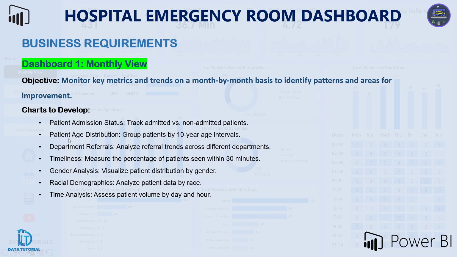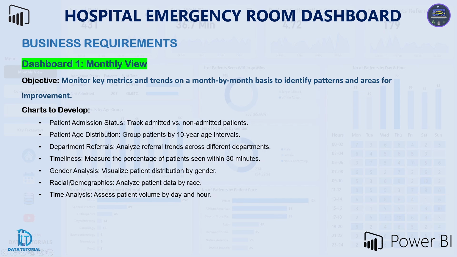So the second one is patient age distribution. We usually create a frequency or a bin chart for this. That is what I have created. So where we have to group our patients by 10 years of age interval, right? Then we have to find out department referrals across different departments. Then timeliness is nothing but measuring the percentage of patients seen within 30 minutes, right? That is what we have to find out. Then the gender analysis we have to do, where we have to distribute the patients by gender.